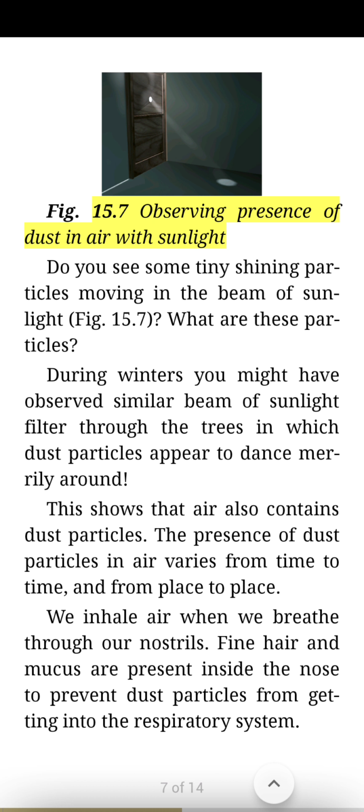Fig. 15.7 Observing presence of dust in air with sunlight. Do you see some tiny shining particles moving in the beam of sunlight? What are these particles? During winters you might have observed similar beam of sunlight filter through the trees in which dust particles appear to dance merrily around. This shows that air also contains dust particles. The presence of dust particles in air varies from time to time, and from place to place.